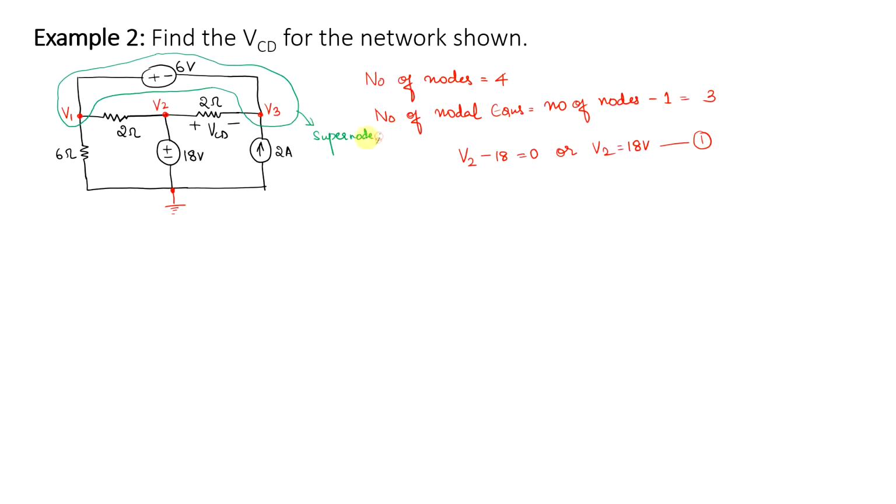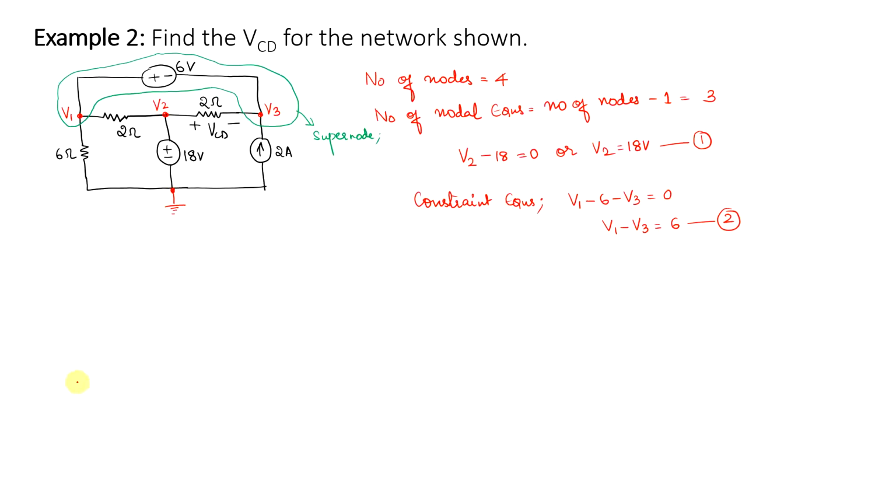Whenever you have a supernode, you need to write the constraint equation. So write the constraint equation for the supernode. I need to start from here. So I get V1 minus right hand polarity 6 minus V3 equal to 0, or I can write this as V1 minus V3 equals 6. So this is my second equation.